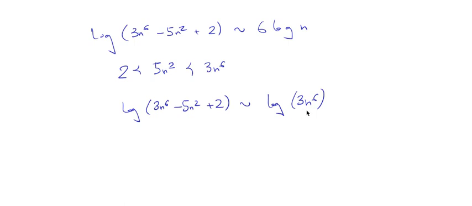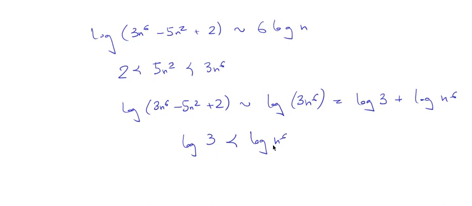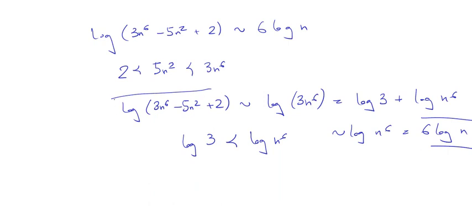Right? Now we can rewrite it like this. This is the logarithm of 3 plus the logarithm of n to the 6, but the logarithm of 3 is negligible in comparison with the logarithm of n to the 6, right? As n gets very large, this gets very, very important, and this is very small, right? So this is not equal, but asymptotically equivalent to the logarithm of n to the 6, which is equal to 6 times the logarithm of n, which is what we wanted to prove.